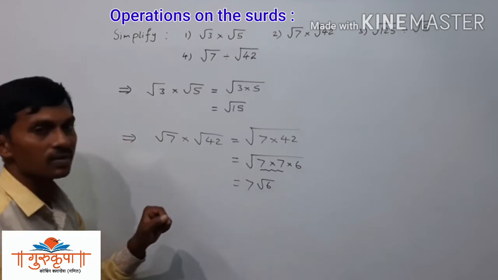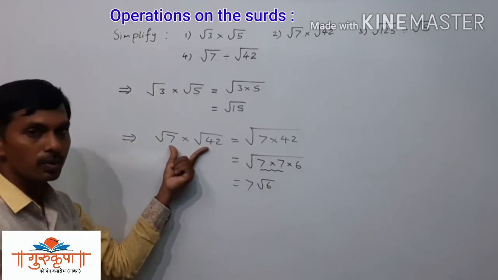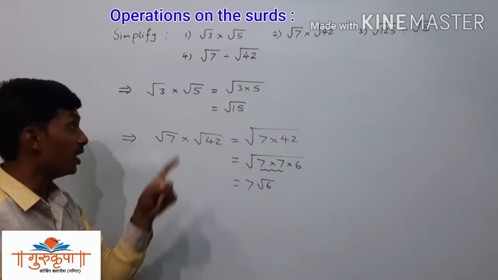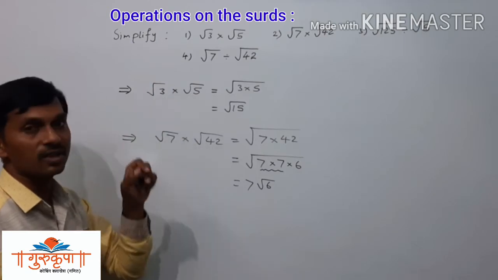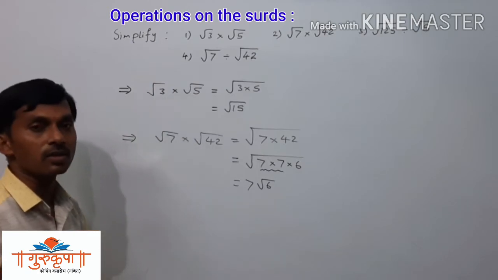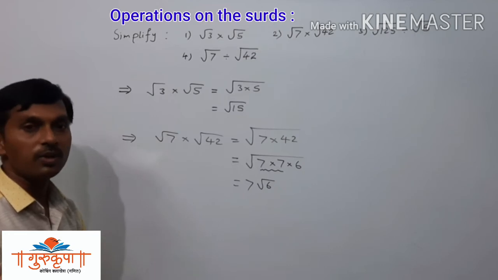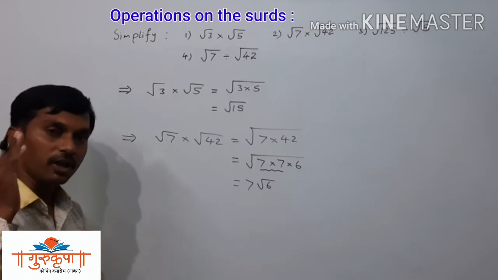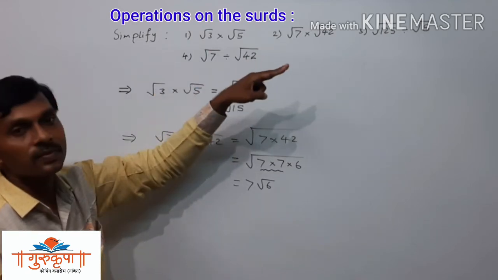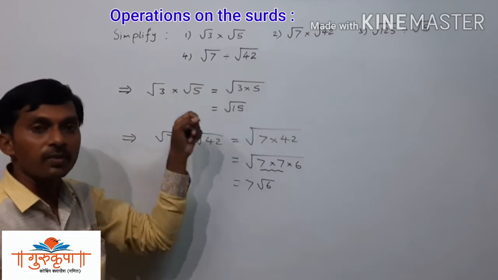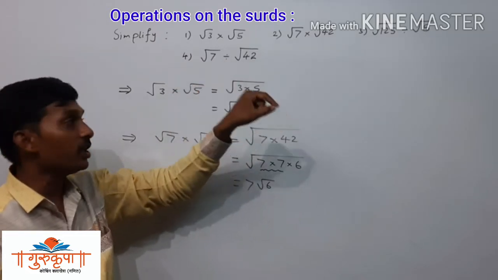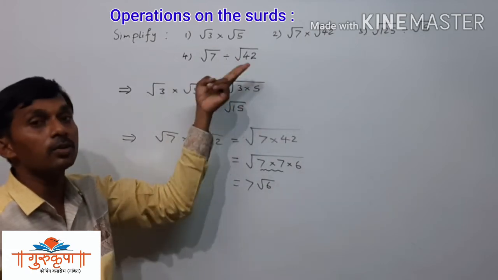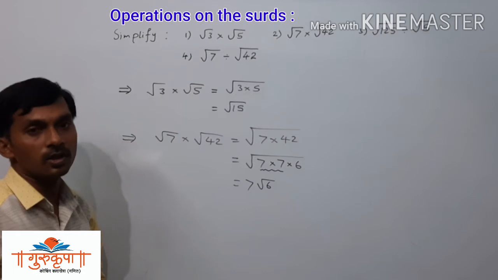So this is the product of the two surds, and it is very important that their orders should be same. If the orders are different, then we cannot multiply those surds. That is very important. If the orders are different, then we cannot divide those surds. While taking the multiplication and division, it is very important to have their orders same. This is a very important thing.